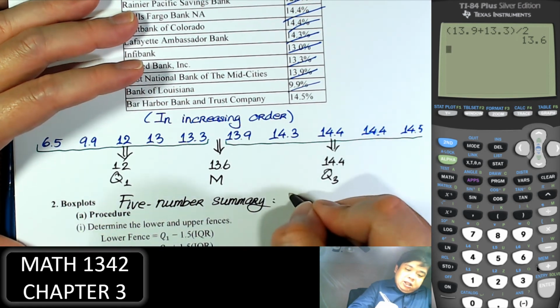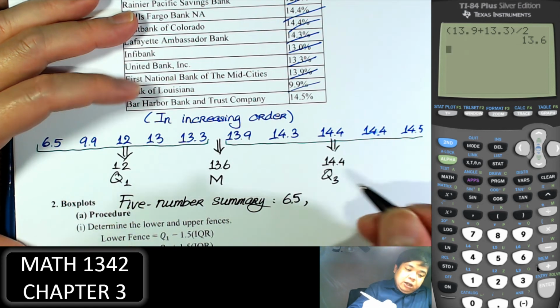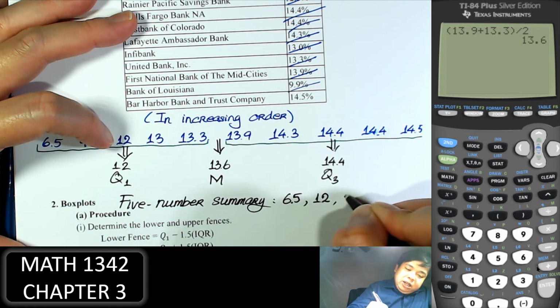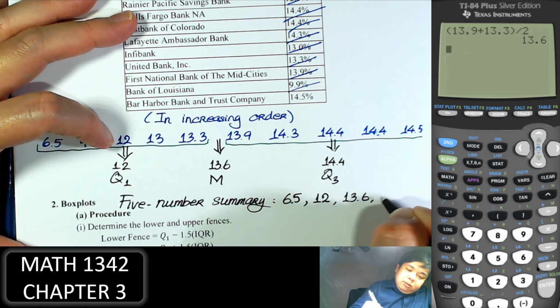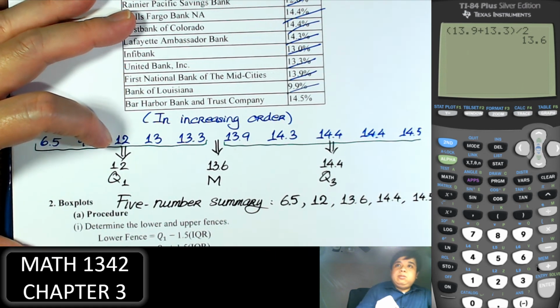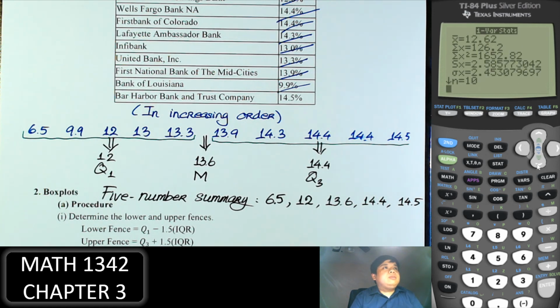So the five number summary: the minimum 6.5, first quartile 12, the median 13.6, the third quartile 14.4, and the maximum 14.5. Again, the calculator can give you that information as well. At the bottom, the five number summary.